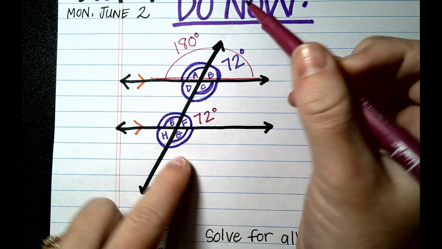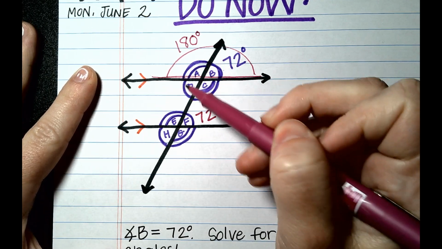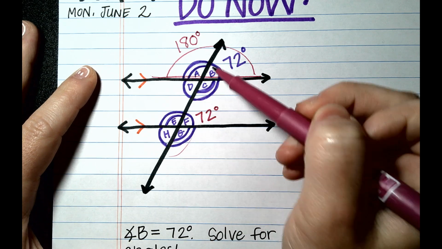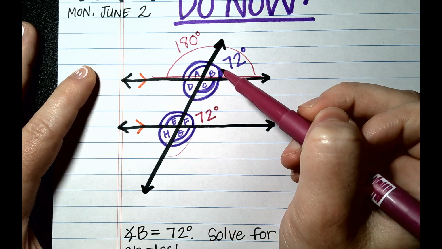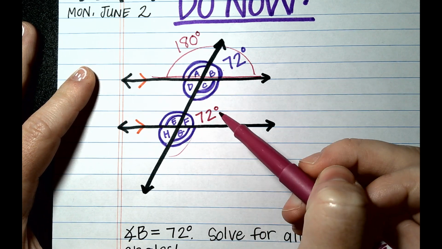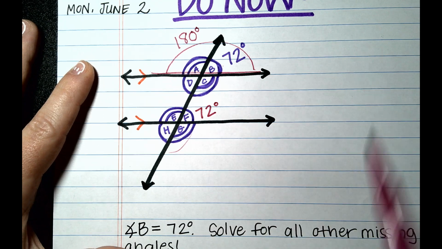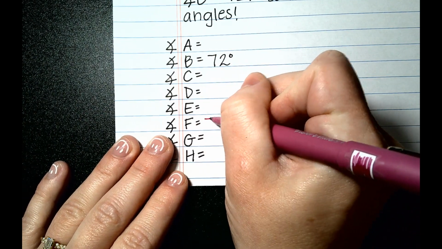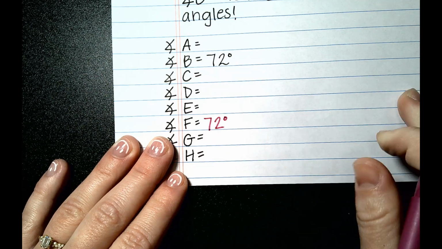Corresponding angles. So we have two groups of 4 here. There's 4 angles here, 4 angles below. B is in the upper right position. F is in the upper right position. These are corresponding. So I can go down here and say that I know angle F is 72 degrees.